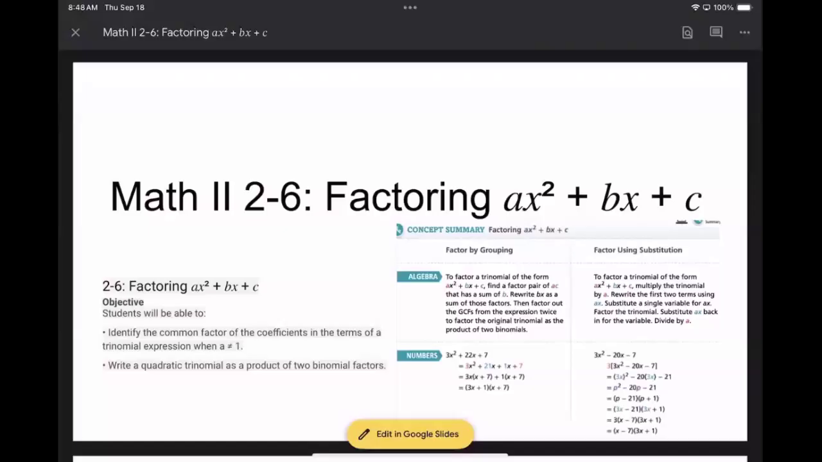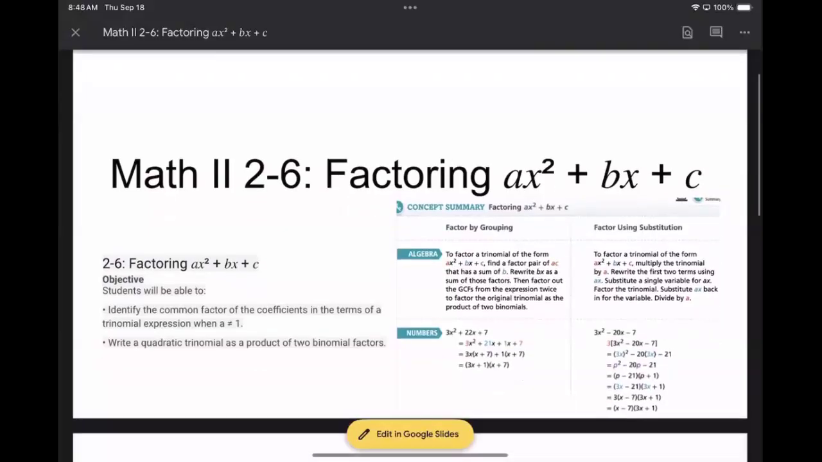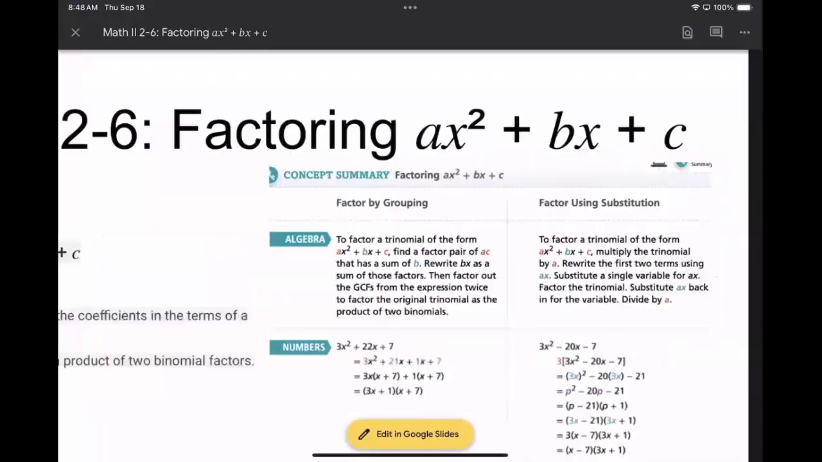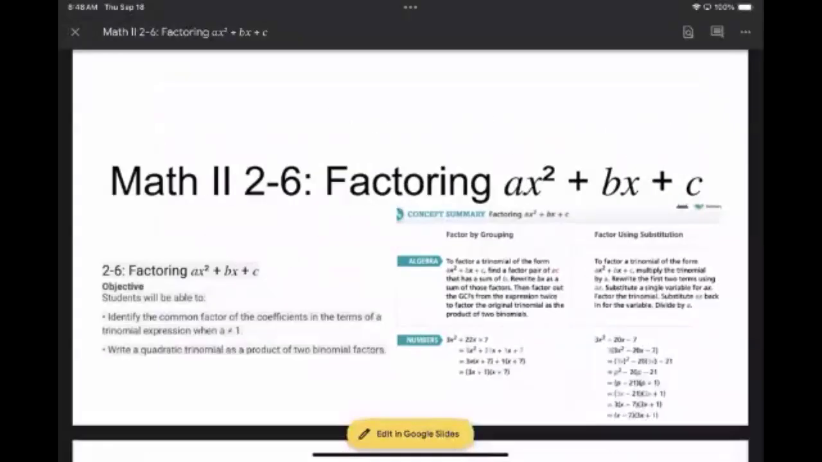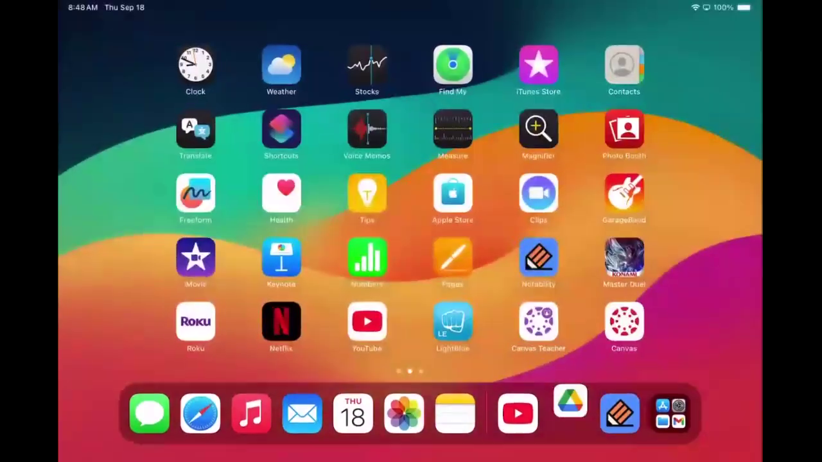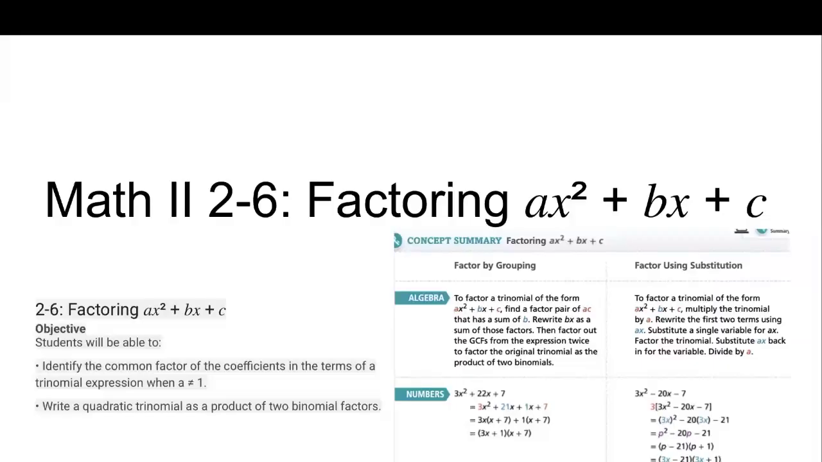Okay, so it's very similar. Now, you only do the following. You're not going to do it to every problem. You're only going to do it for problems where A does not equal 1. So for A does not equal 1, if A equals any number other than 1, then you're going to do the following steps.